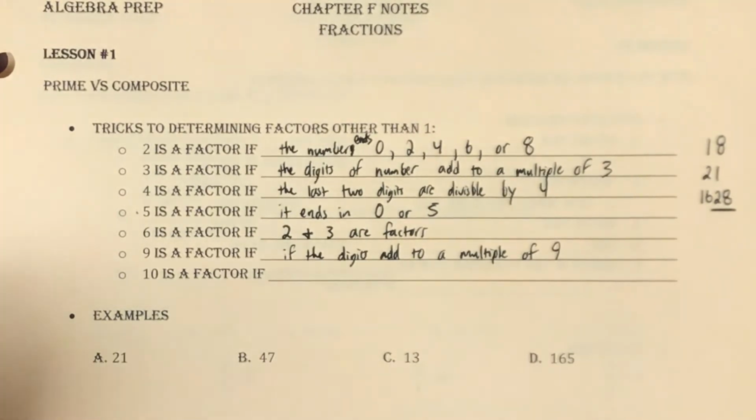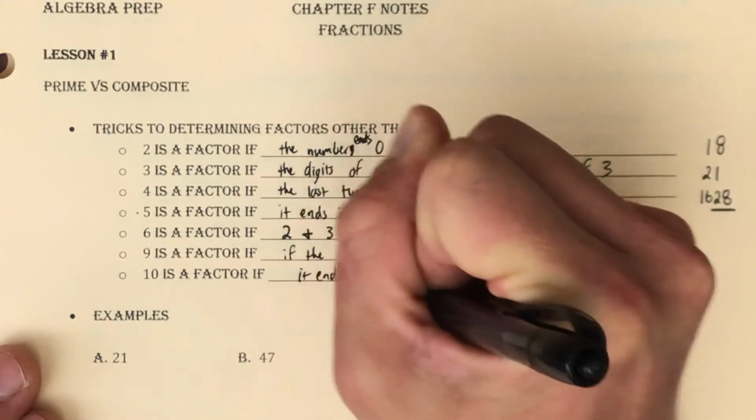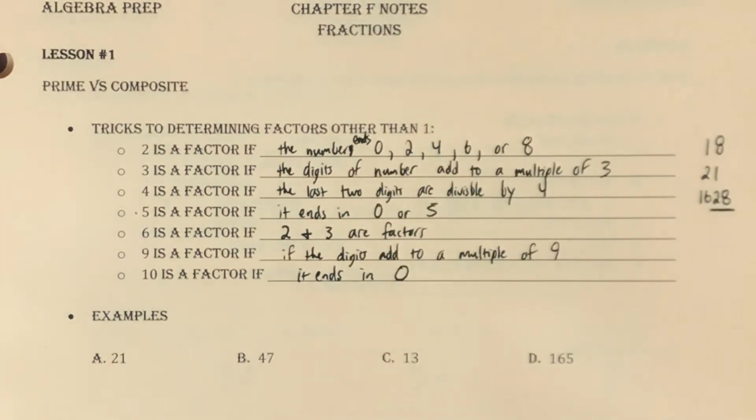And then 10 is a factor if it ends in 0. So much like 5, if it ends in 0, then 10 is a factor. And those are just some quick, helpful hints to remind you of how to find factors quickly without having to list them all out. Now, these will be pretty simple. As soon as you find one of these is true for a number, you know that it's a composite number and you don't have to check the rest of them.